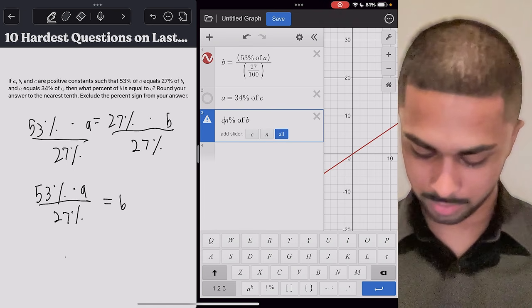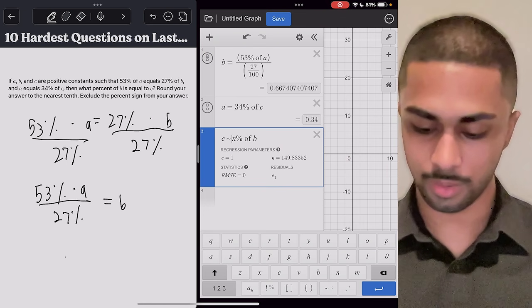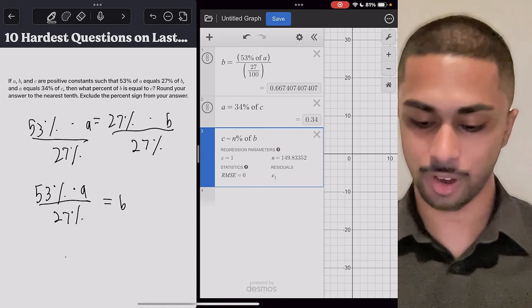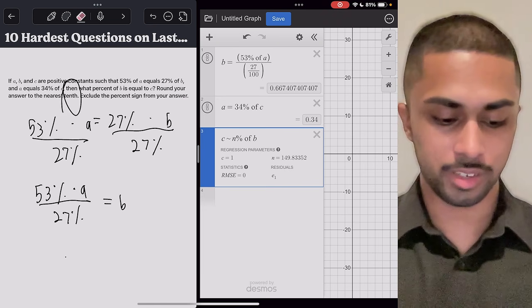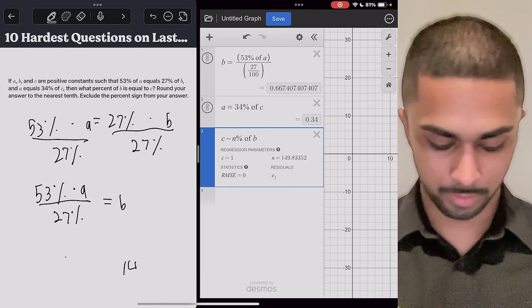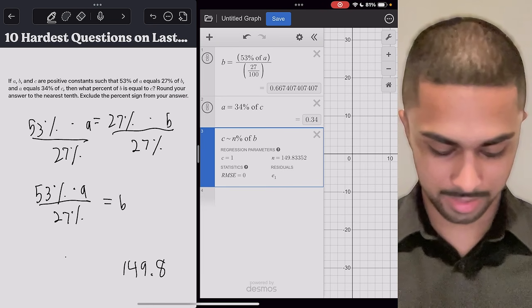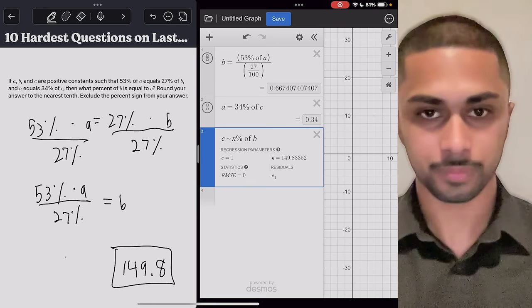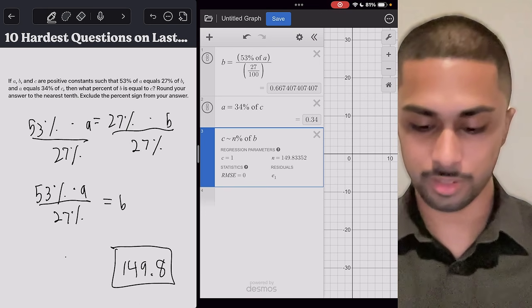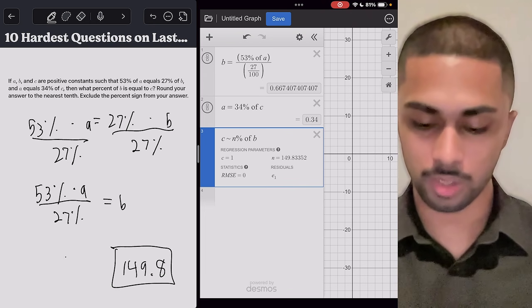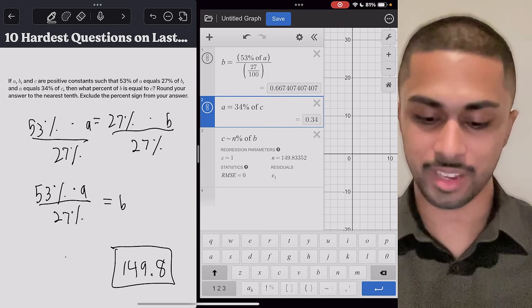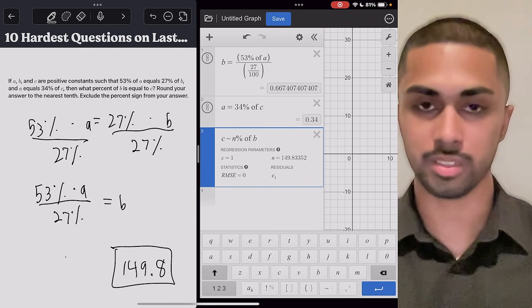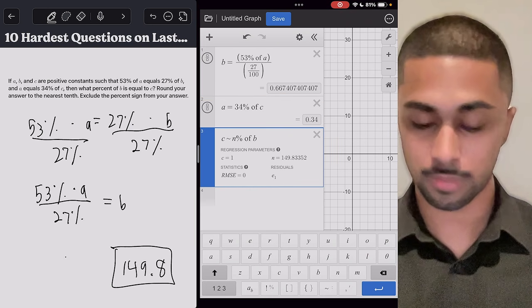There we go. See how it calculates for n for you? You want it to the nearest tenth, 149.8. This is your answer. Desmos did all of this for us. All we really needed to do is make it in terms of A equals, B equals, and C equals. That's it.